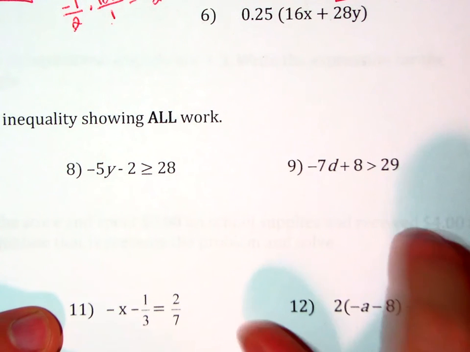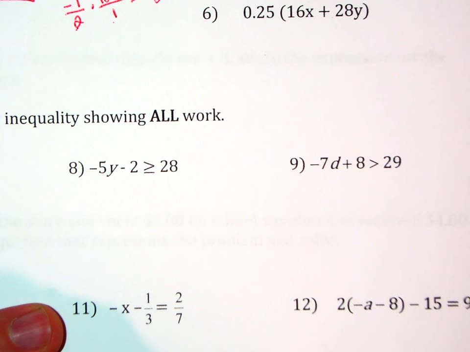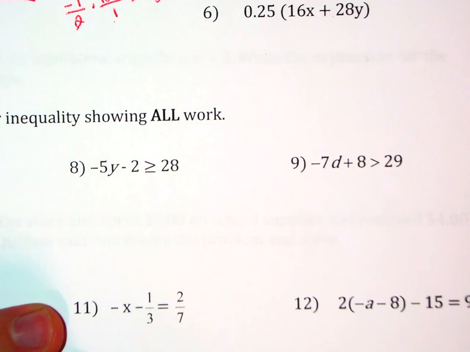Number 6 has 0.25 times the sum of 16x plus 28y. Now, again, we can multiply the decimal times 16x and figure out that term.